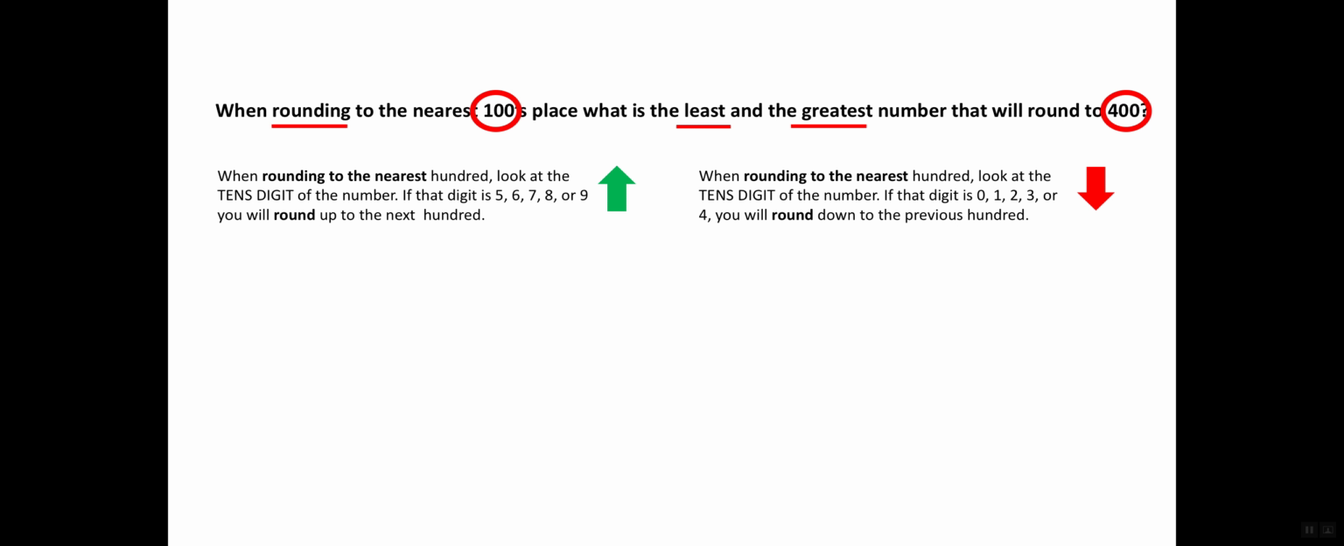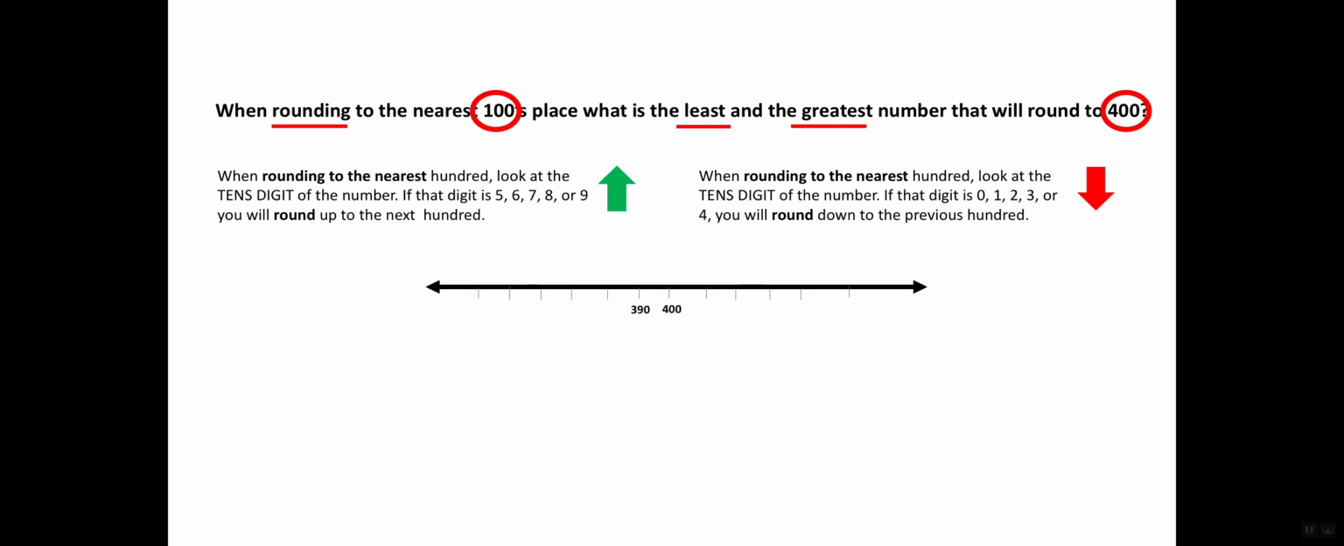This question is asking us to determine the numbers that round to 400. So we're going to create a number line, and we're going to place 400 in the center. Next, we're going to identify the range of numbers that will round up and down to 400. We're going to start by counting by 10.